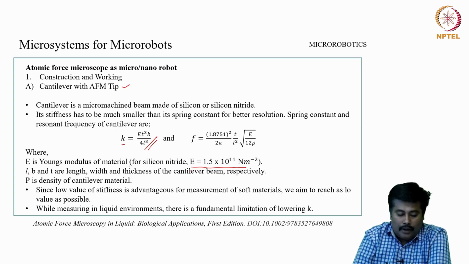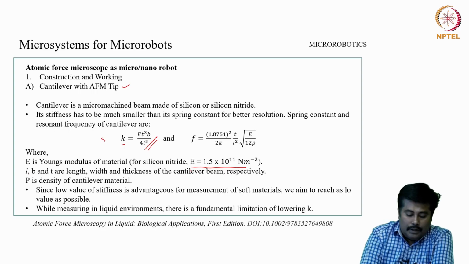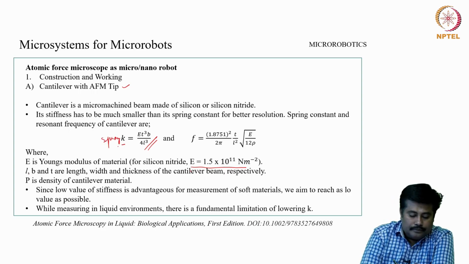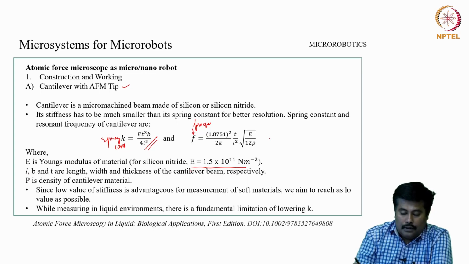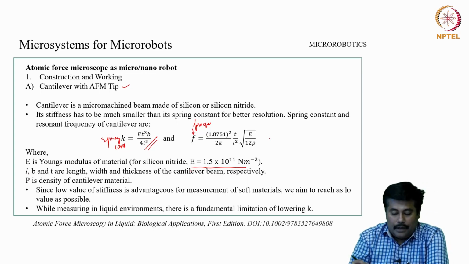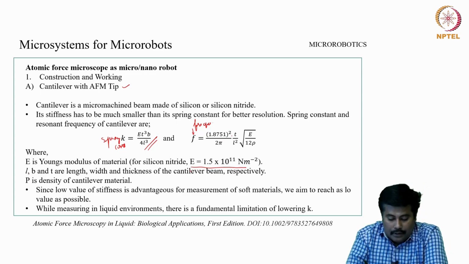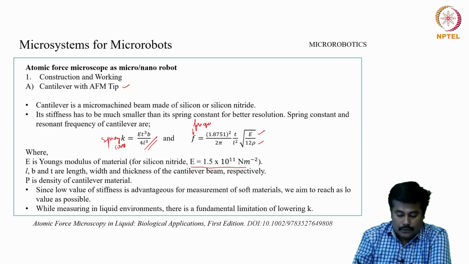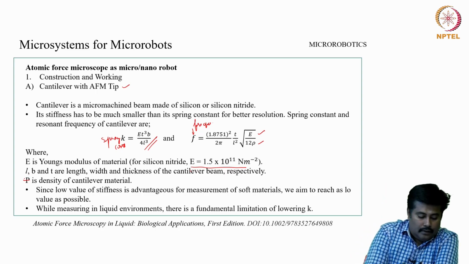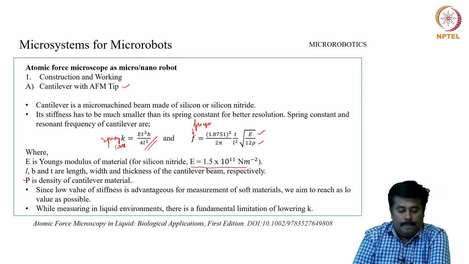And now, this is going to be the spring constant, and when we try to measure the frequency, the frequency is represented by 1.8751 squared by 2 pi times T by L squared, square root of E by 12 rho. So, rho corresponds to the density of the cantilever material.